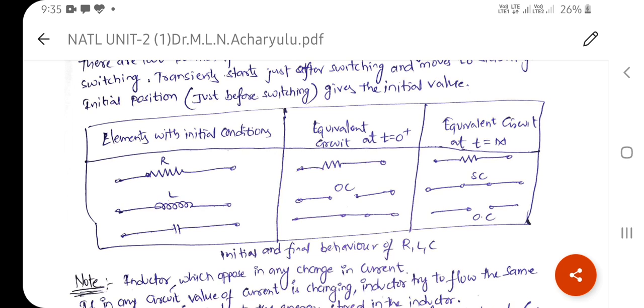If you come to the capacitor, which is quite the reverse of the inductor, just after switching, t equal to 0 plus, the capacitor acts as a short circuit. And as t tends to infinity, the capacitor acts as an open circuit. These are the main switching conditions of the three elements R, L and C respectively.